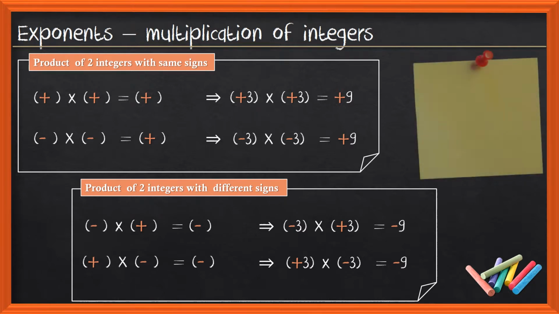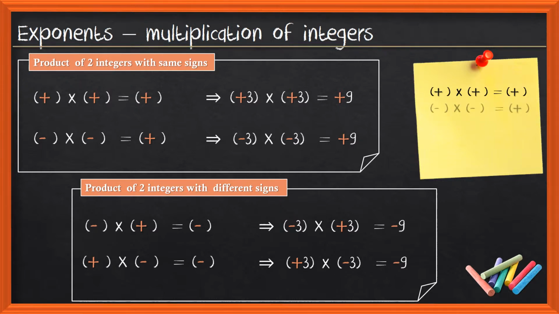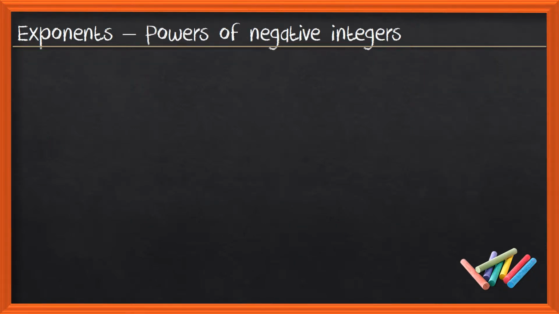Let's summarize this as positive times positive gives a positive, and negative times negative also gives a positive. Similarly, negative times positive gives a negative, and positive times negative also gives a negative. Now that we have looked into the signs when two integers are multiplied, let's extend this rule to include multiplication of two or more integers.